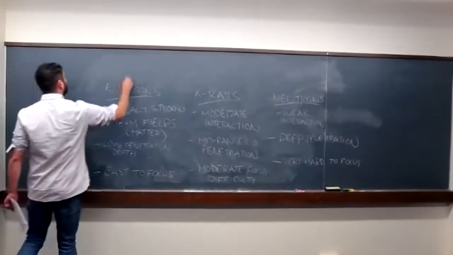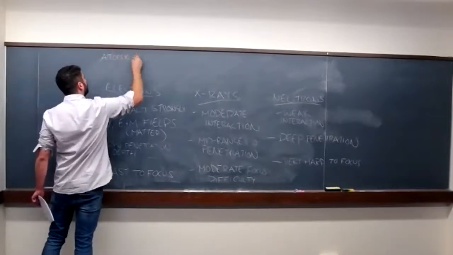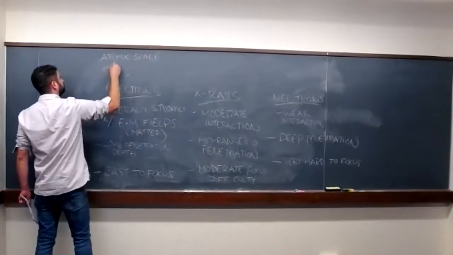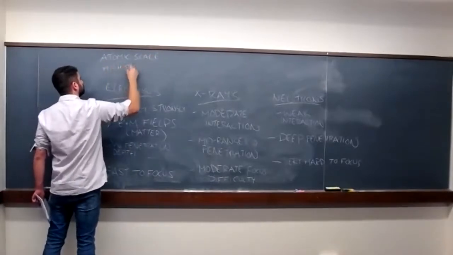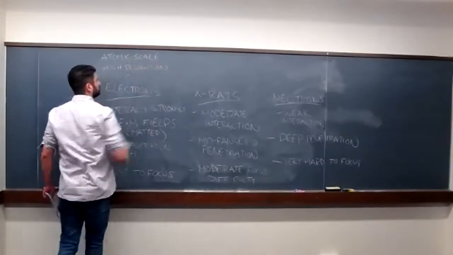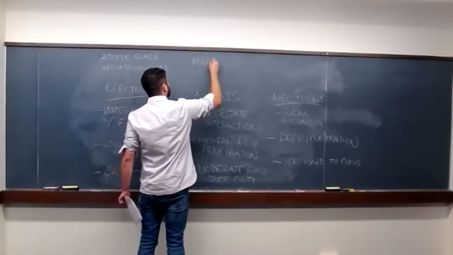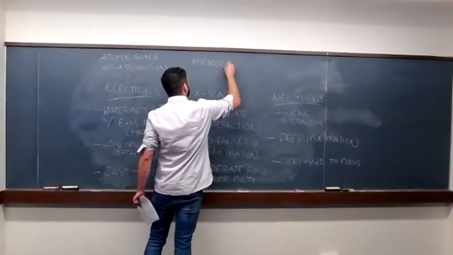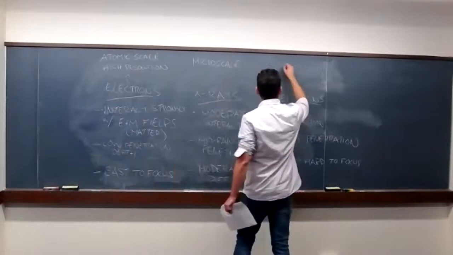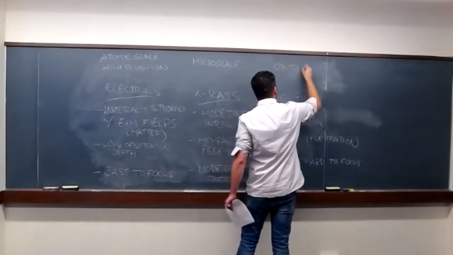So electrons are great for the atomic scale, and looking at things in high resolution. X-rays are good at the micro scale. And neutrons are great at looking at the continuum scale, so looking at things like full-size parts.